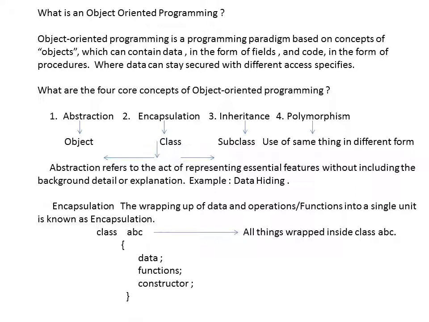That is what I have shown over here. You can see class ABC, and inside ABC all your data and functions are there, and when you look at those data and functions, they are wrapped with the help of curly braces. Now these curly braces create a single unit, and that unit is called ABC.